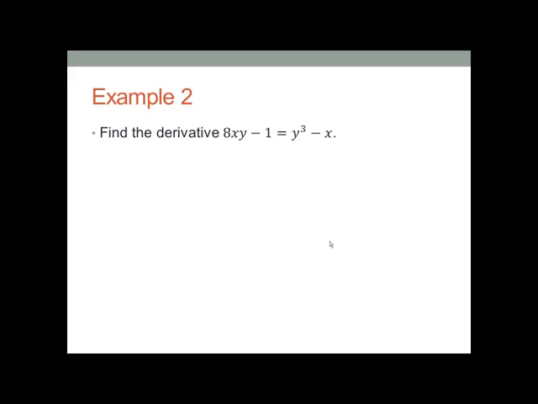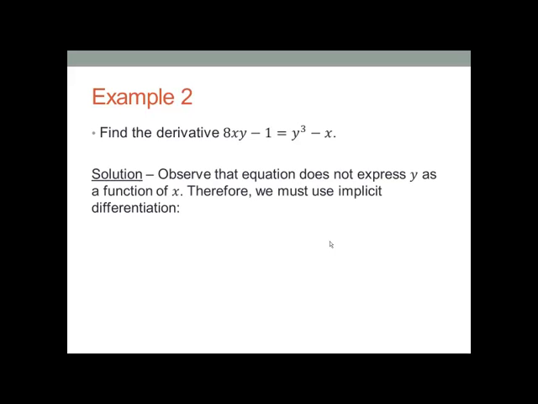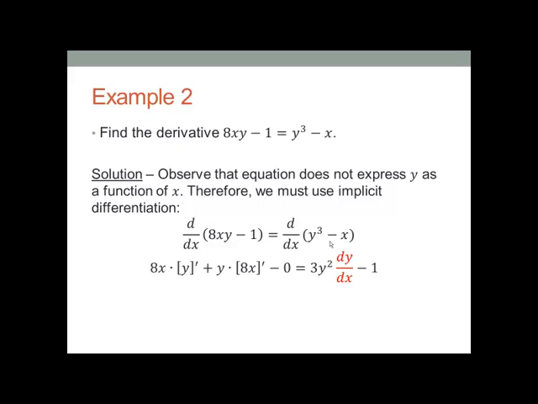Example 2, I want to find the derivative of 8xy minus 1 is equal to y cubed minus x. Again, y is not written as a function of x, and therefore I use implicit differentiation to find the derivative. I start by indicating that I'm taking the derivative of both sides of the equation with respect to x. Over on the left, 8xy requires the product rule. Product rule says the first function times the derivative of the second, plus the second function times the derivative of the first, minus the derivative of 1 is 0.